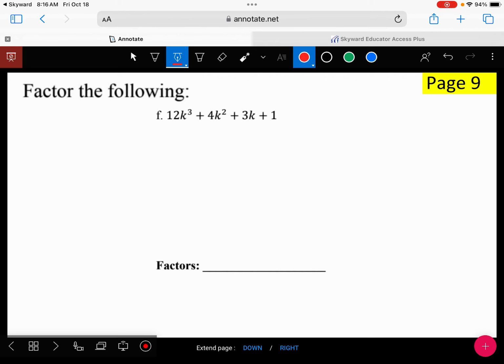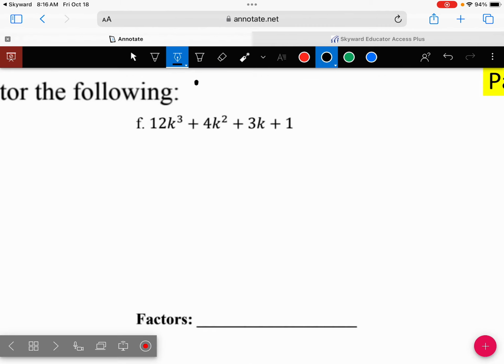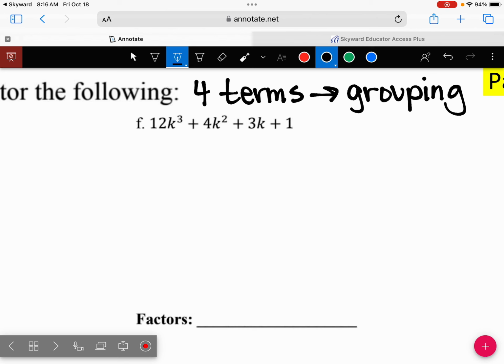So this is what we talked about yesterday because you have 4 terms. Anytime you see 4 terms, that is the grouping method. It's factor by grouping. So we're going to take the first 2 and put those together. And then the second 2, we're going to put those in a group. So when I look at my first 2 terms, I'm going to break that down.